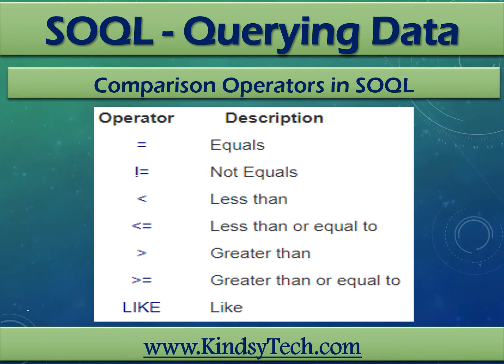So now we want to clarify a little bit more what the comparison operators in SOQL are. Comparison operators in SOQL are used to compare a value with another value to return a true or a false. Different types of comparison operators in SOQL are equals, not equals, less than or equal to, greater than or equal to, and like.